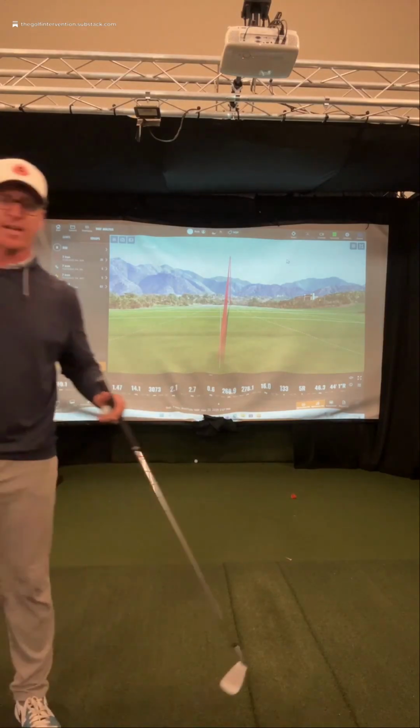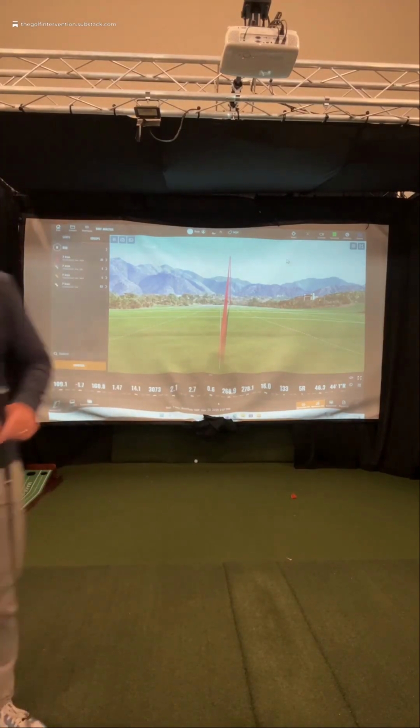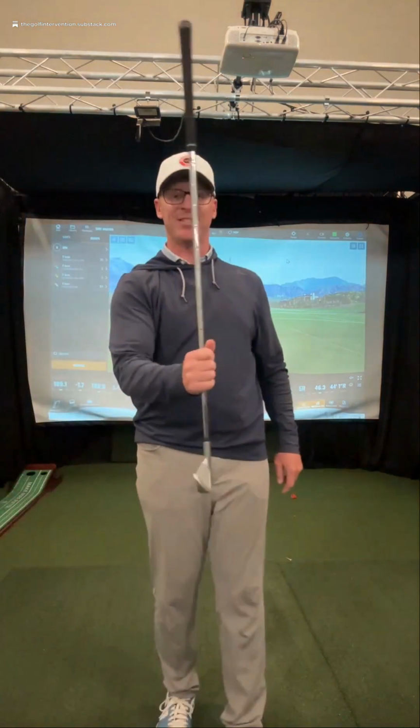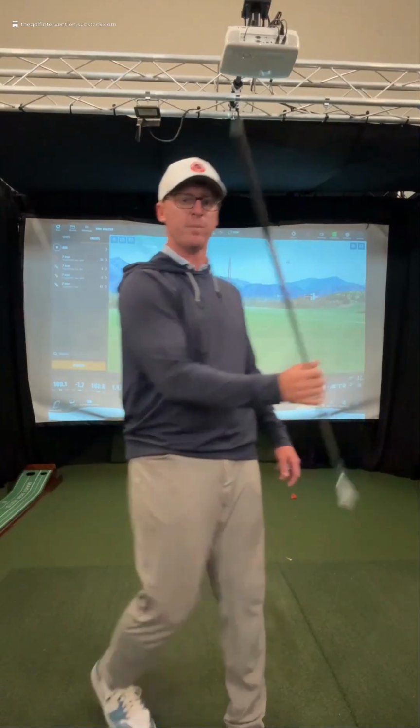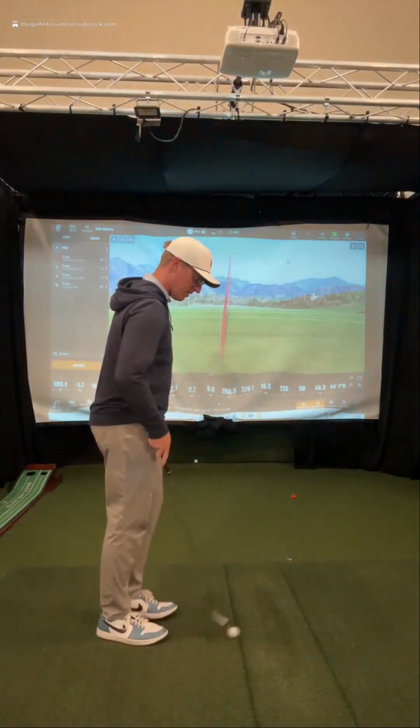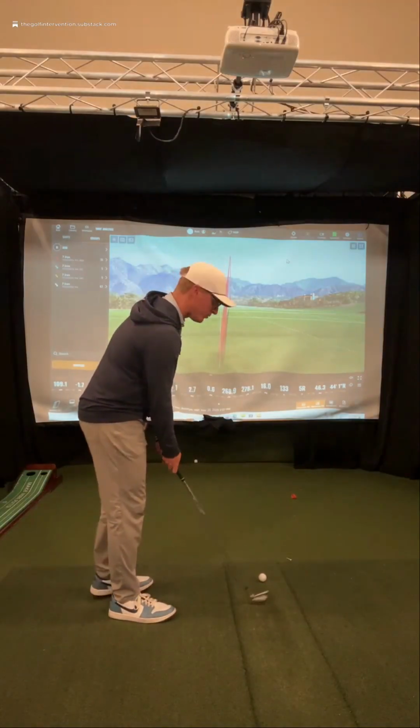All right. So big takeaway there is the club's not just doing this. It's not just doing this. It's traveling on an arc as it rotates in space. Okay. I'll show you one or two here. I'll do these relatively slow.